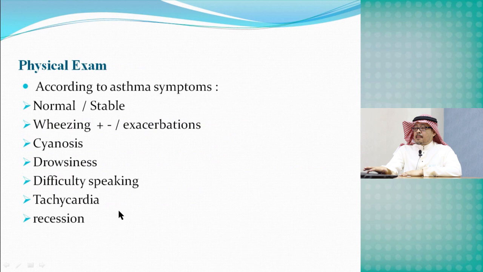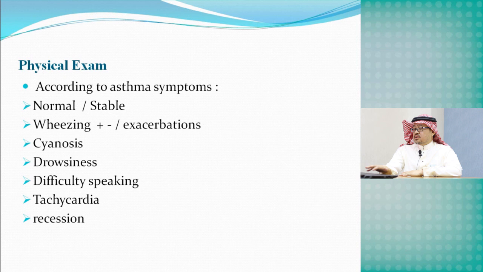Subsequently, obviously in the pediatric age group, we focus in the physical exam mainly according to the symptoms of asthma. Generally, if the patient is stable, usually we don't have any findings, but sometimes we can see the wheeze can be positive, especially in acute exacerbations, with possible cyanosis, drowsiness, difficulty speaking, tachycardia, and presence of recessions.